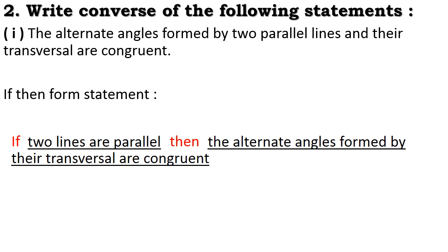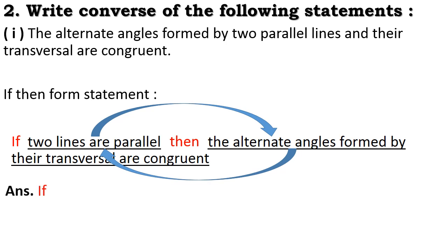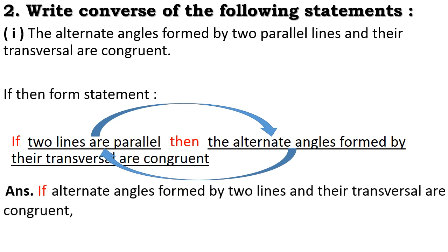Now we'll interchange antecedent with the consequent to get the converse of the statement. Okay, let's see. So here we will write, if alternate angles formed by two lines and their transversals are congruent, then the lines are parallel. Right? So if the statement is not in if-then form, convert the statement in if-then form and then interchange antecedent and consequent to get the converse of the given statement.